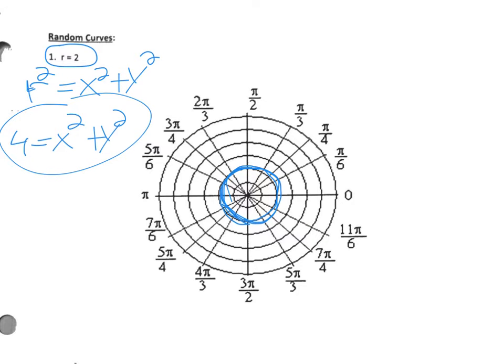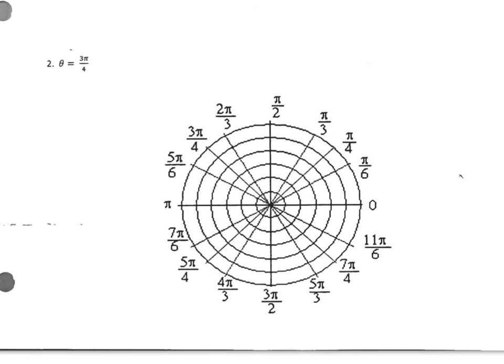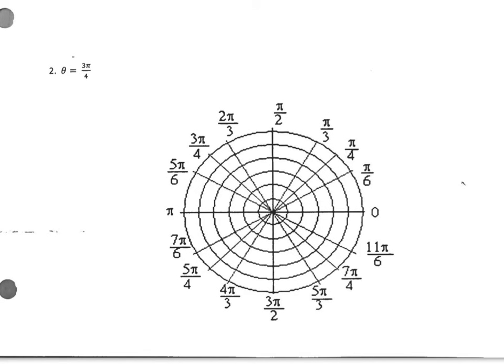All right, very last one. This is where we only have theta. What's going to happen with this one is you're only going to get a line. So if you wanted to pick all the points so that r can be anything, but the angle always has to be 3 pi over 4, I could pick all of these points. Even though the r changes, the angle is still the same. So it's just going to give us a line.